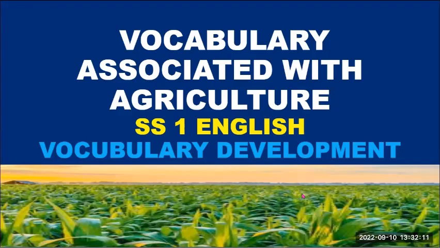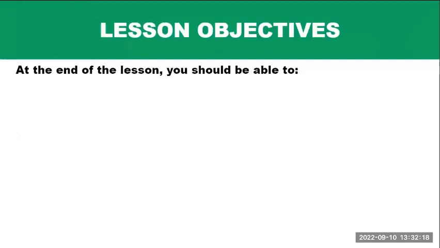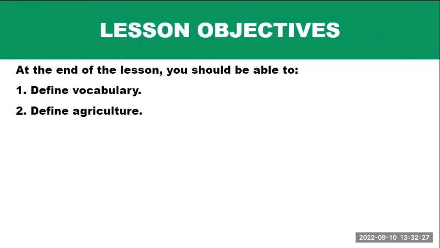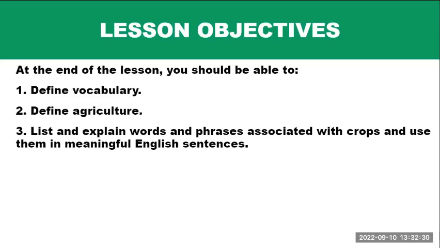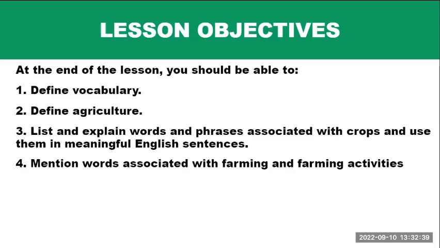Let's dive into the lesson right away. We begin with the lesson objectives. At the end of the lesson, you should be able to do the following. Number one, define vocabulary. Two, define agriculture. Three, list and explain words and phrases associated with crops and use them in meaningful English sentences. And four, mention words associated with farming and farming activities.